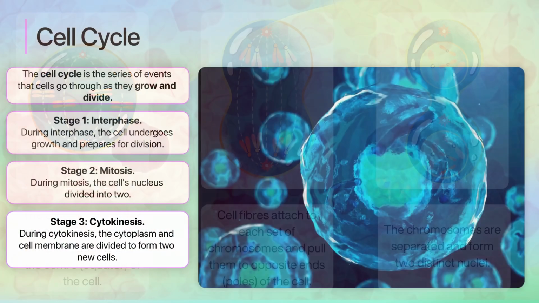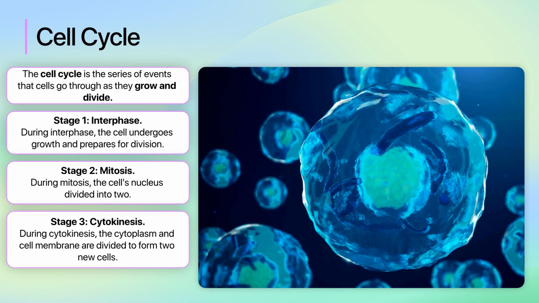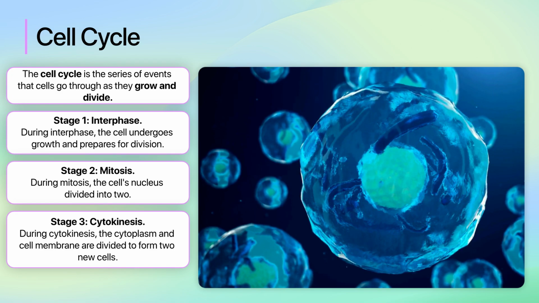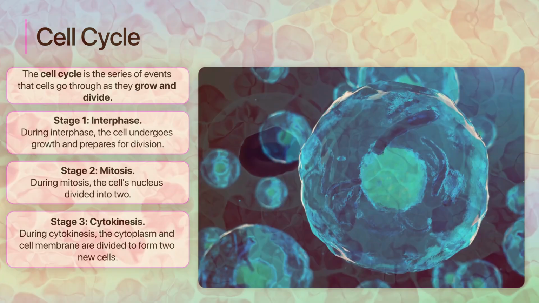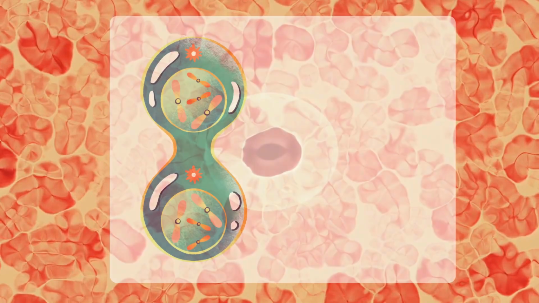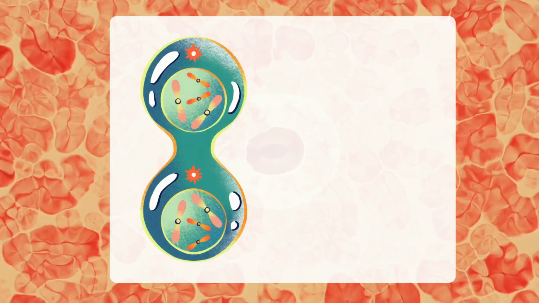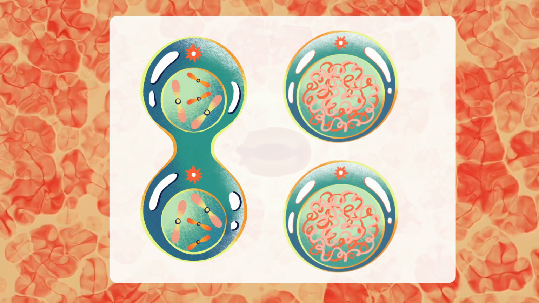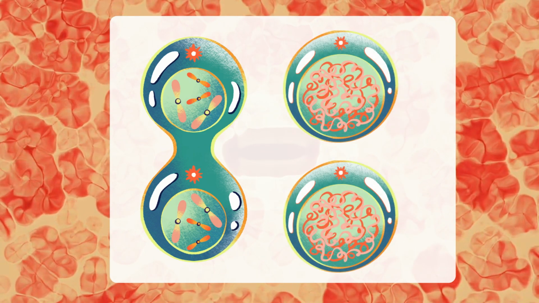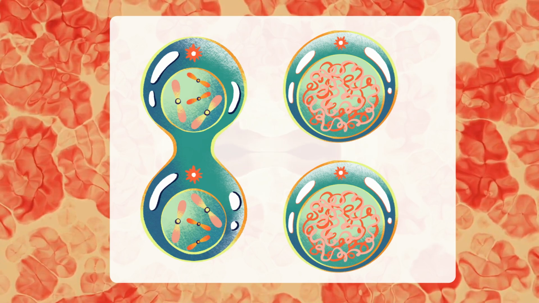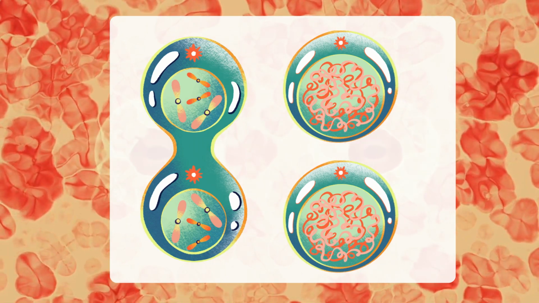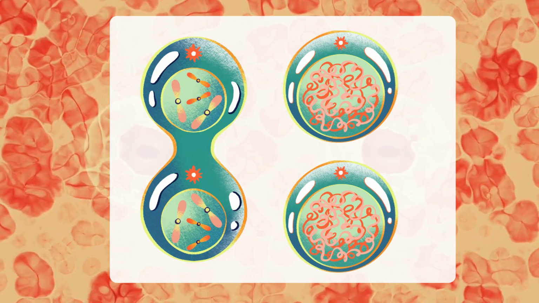The third and final stage is called cytokinesis. This final stage involves the division of the cytoplasm and cell membrane to form two new cells. Let's take a closer look at this stage. The chromosomes have already separated and grouped together into two nuclei in the previous stage of mitosis. In this stage, the cell's cytoplasm divides, resulting in two identical daughter cells, each with a complete set of chromosomes. The cell membrane also reforms to separate the two new cells.